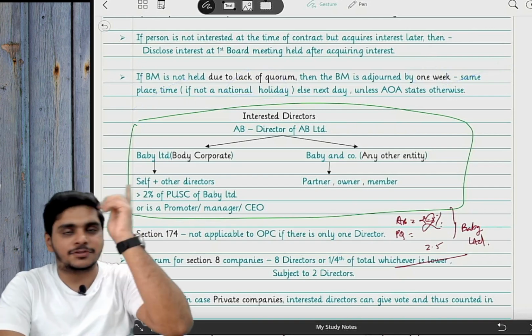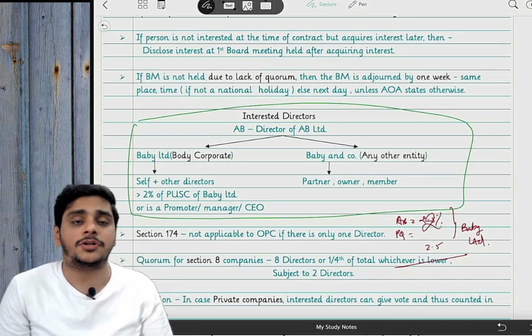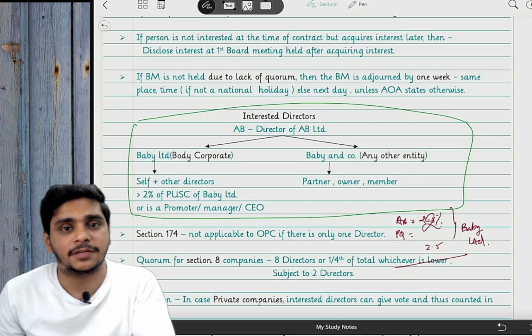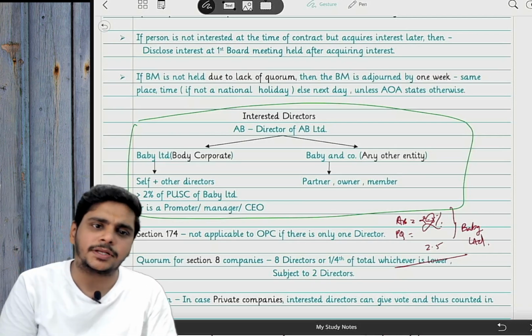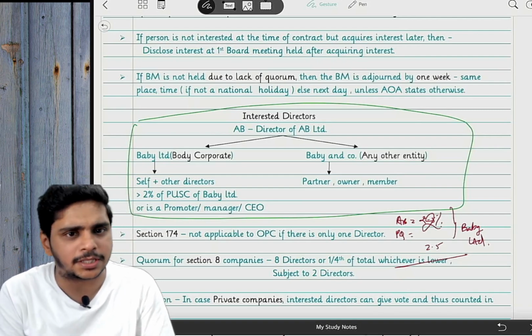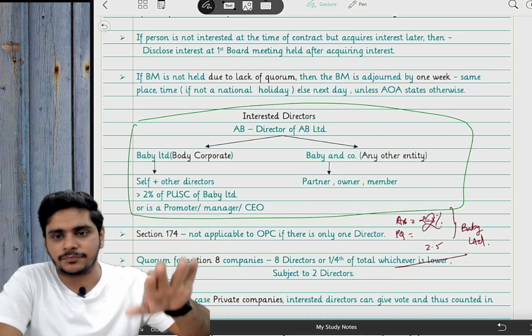Generally, if the quorum is not achieved, the board meeting is adjourned by one week to the same day, same place, same time, which is not a national holiday. If it is a national holiday, the meeting is held on the next succeeding day which is not a national holiday, unless the articles state otherwise. If the articles state that we can have an adjourned board meeting on a national holiday, then it is allowed. Generally it is not allowed, but if the articles say so, then it is allowed.